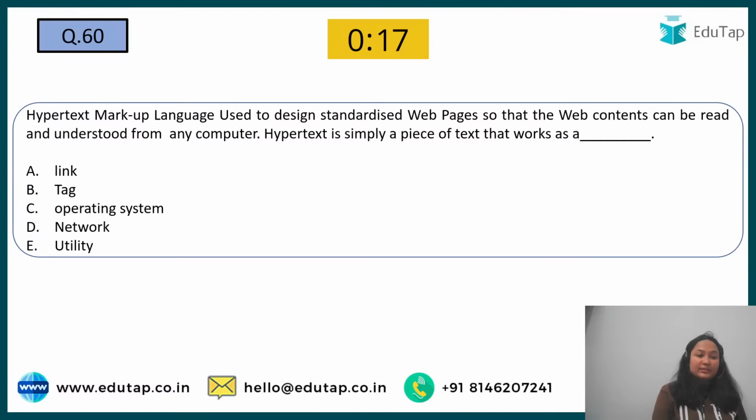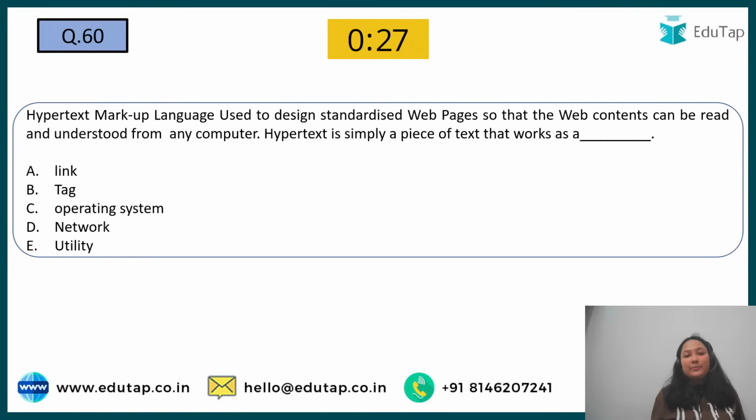Okay, next, hypertext markup language, HTML. Sorry, text also will have a capital T, HTML. Used to design standardized web pages. That means the web pages that you have, you go to any website, there are 10-20 pages. To design all those pages you need to have the knowledge of HTML. Now in HTML we use hypertext. The hypertext is basically a text that works as a link. The options are tag, operating system, network and utility.